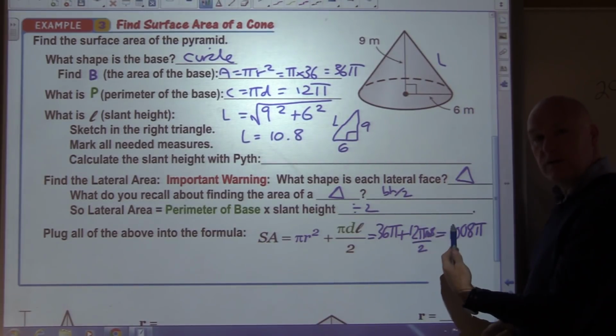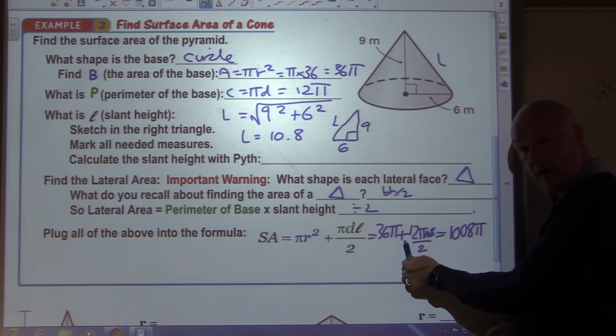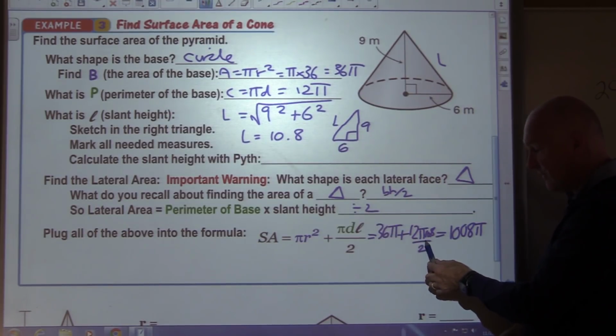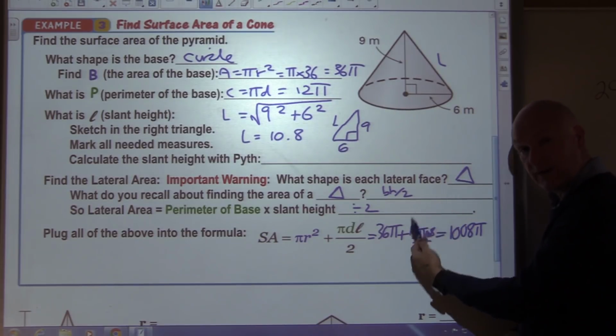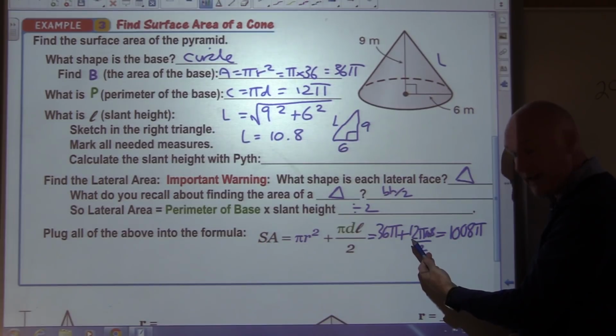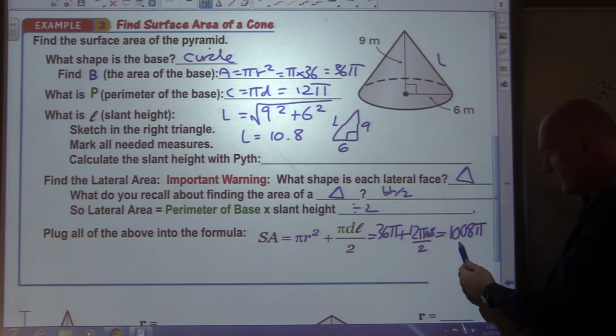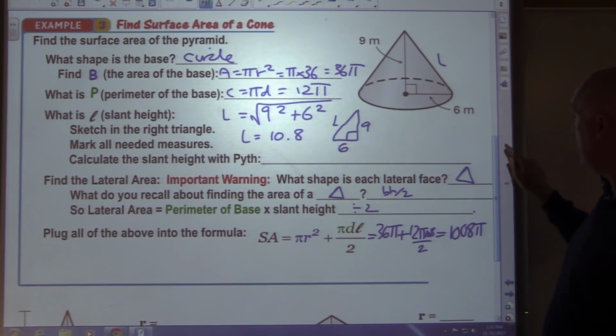Now this is where you do need your calculators, 36 times the pi button. But don't forget, let's leave that till last. Let's do this first. 12 times pi times 10.8. Press the equals button. Then divide by 2. Press equals again. Add. You might want to open up parentheses here. 36 times pi. The important thing is, guys, get 1008 times pi, and that is the surface area of your cone.